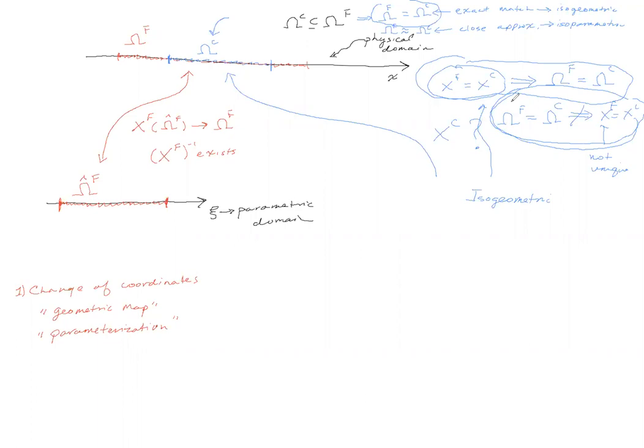Is there an example where omega f equals omega c, and how those might be equal, but then the mapping would be different? Could you give an example of that?